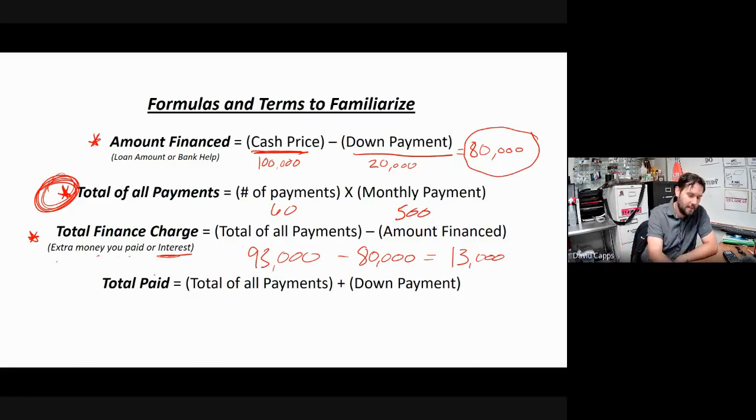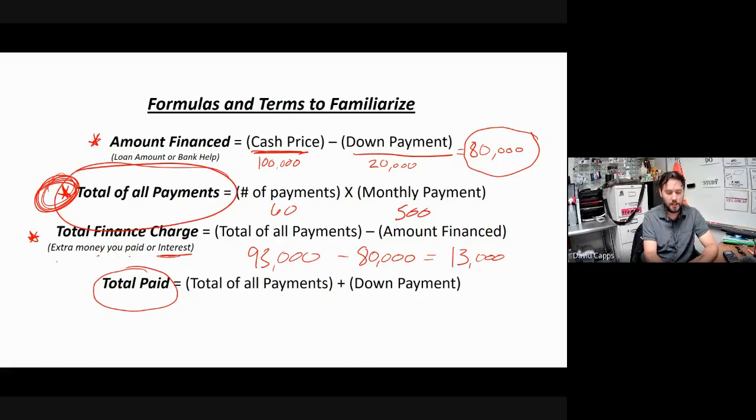And then figure out, lastly, the total paid here. When you buy a house, to figure out what you paid for the house, you take the total of all payments plus your down payment. So you take this total of all payments here, whatever you did, let's say it was $93,000, plus whatever your down payment was.